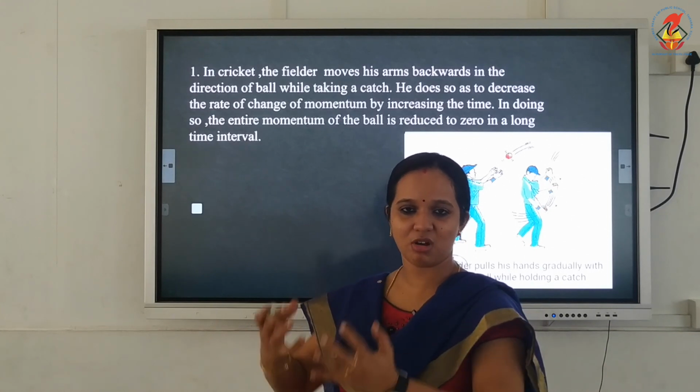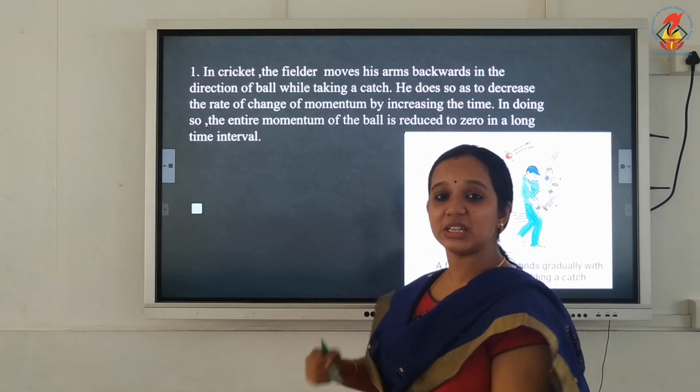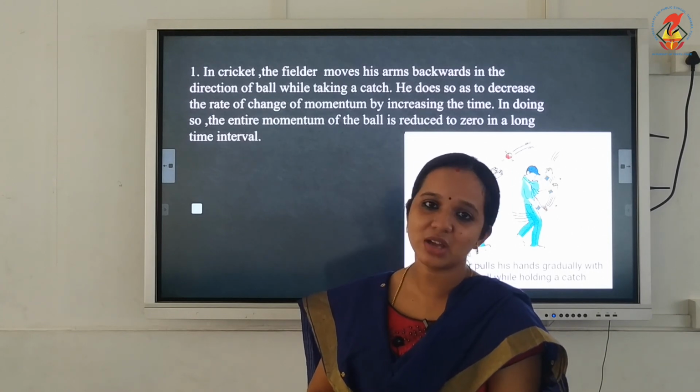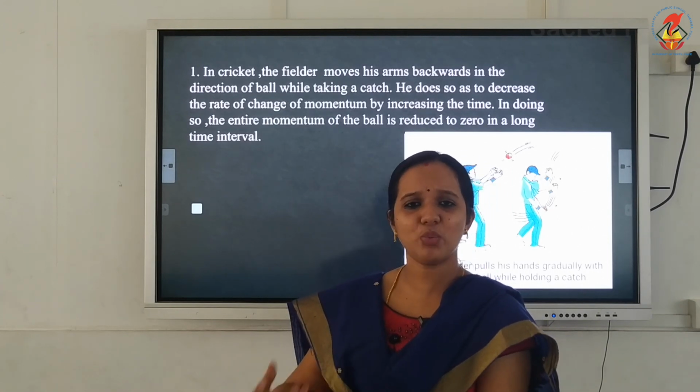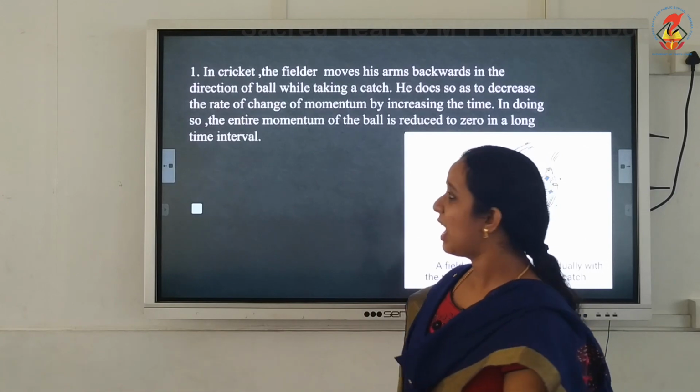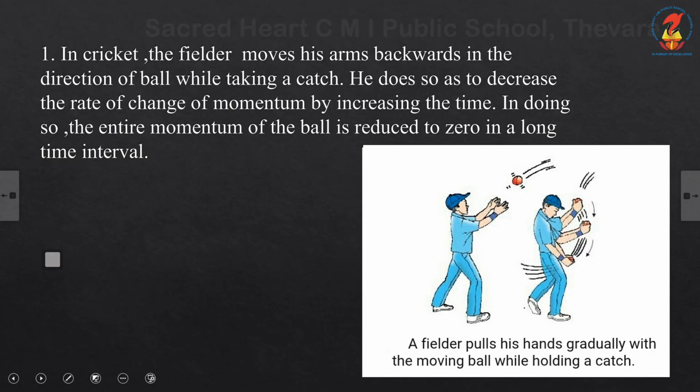On doing so, he is increasing the time of catch. And what advantage is there if he increases the time interval between the catch? Let us see. According to Newton's second law, we have F is equal to m into v minus u by t.